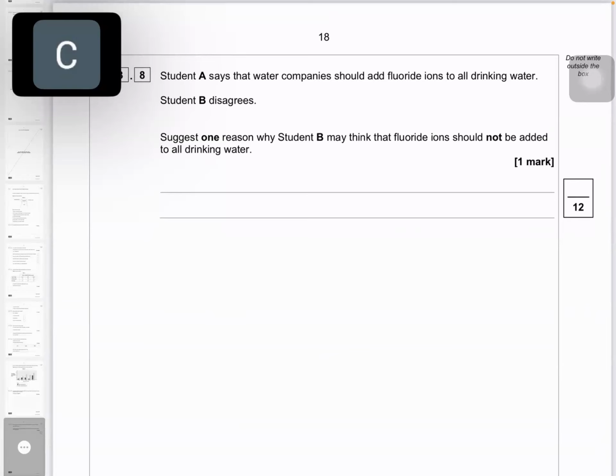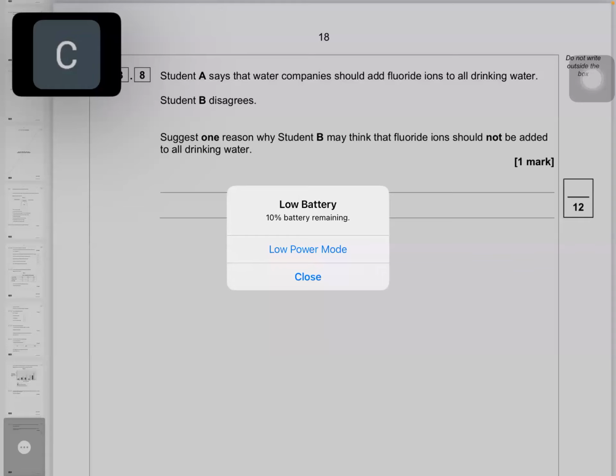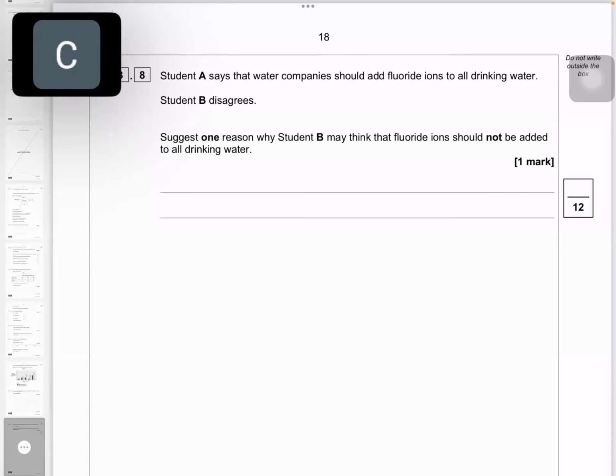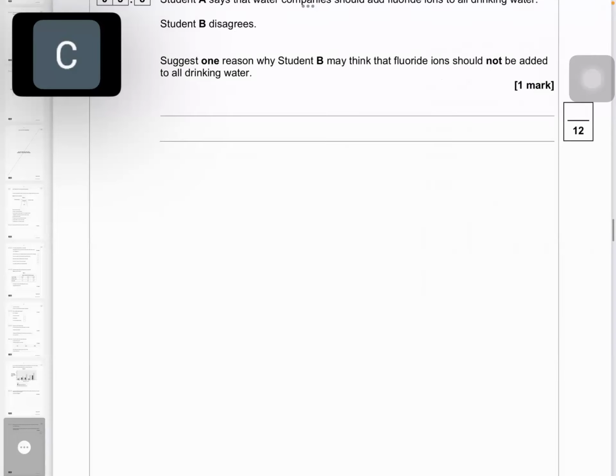What does the marking scheme say? Could be a risk to health. Could have side effects. Could discolor teeth. Okay.